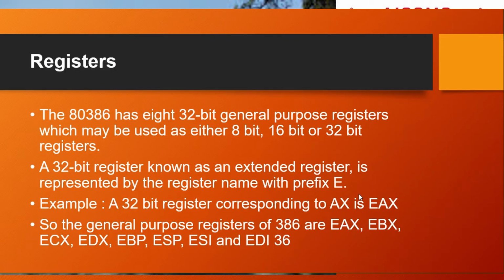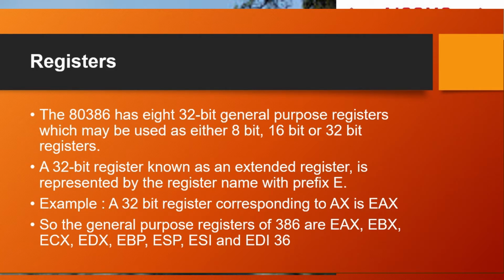Now, the 80386 has 32-bit general purpose registers, which may be used either as 8-bit registers, 16-bit registers, or 32-bit registers. We can use the same register for storing operands of 8-bit, 16-bit, or 32-bit. A 32-bit register is known as an extended register. Here we use the prefix E in front of all registers. Like if there is the AX register, which is the accumulator, we will call it the EAX register. So the accumulator will be 32-bit in the 80386 microprocessor.